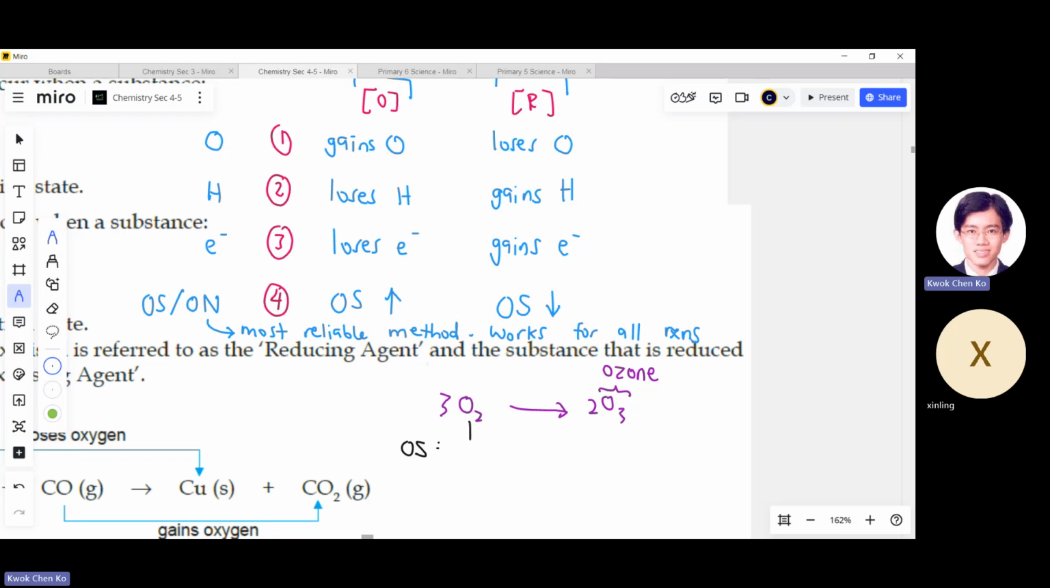So I should have one number here for O, another number here for the other O. Only two numbers. OS? Good. Guys, both are in elemental form, so OS will be 0. Both O2 and O3 are elements. There's no change in oxidation state. So therefore, this is not a redox.